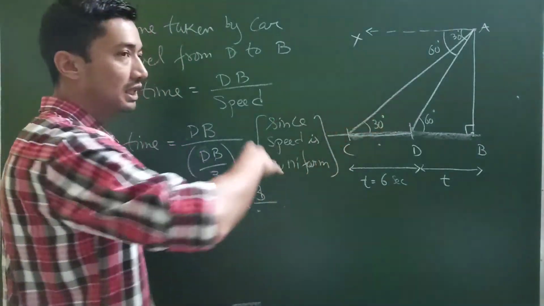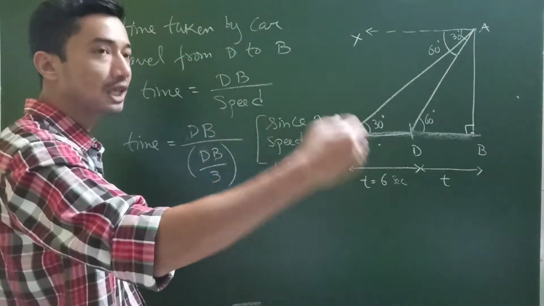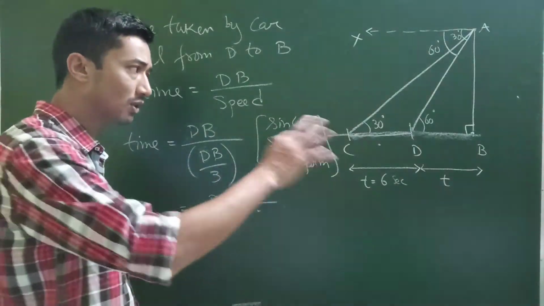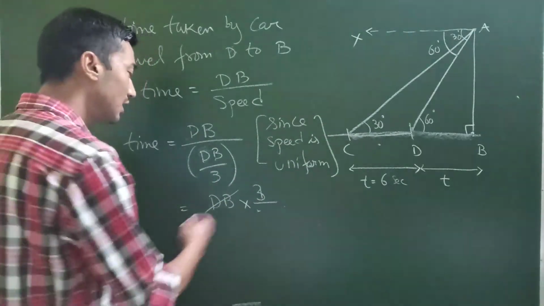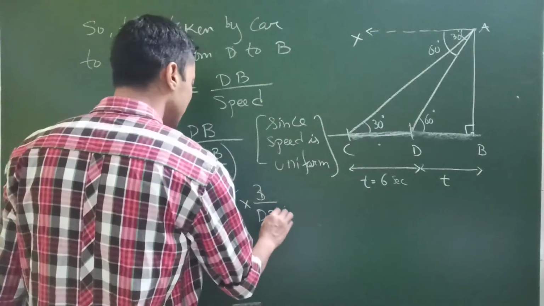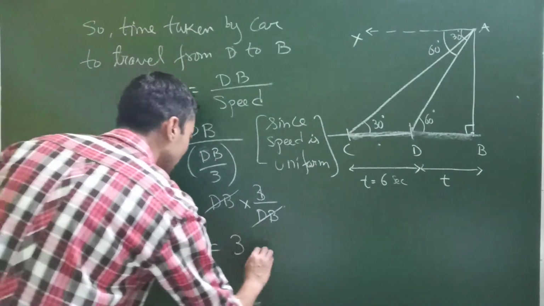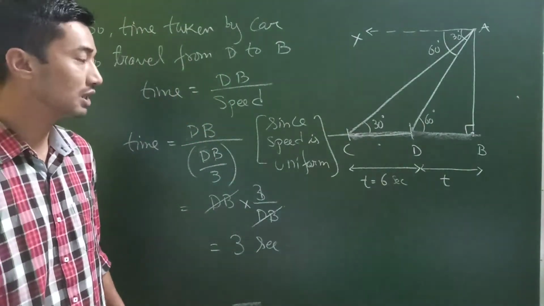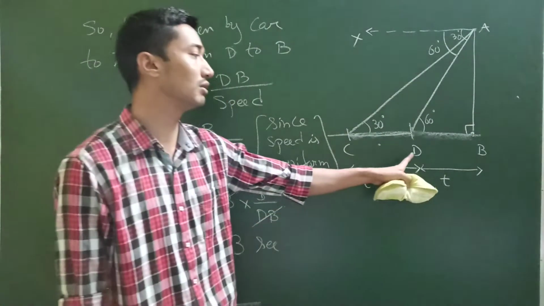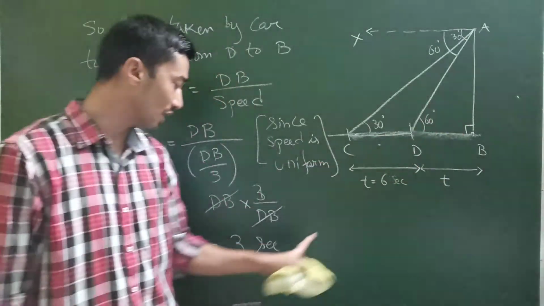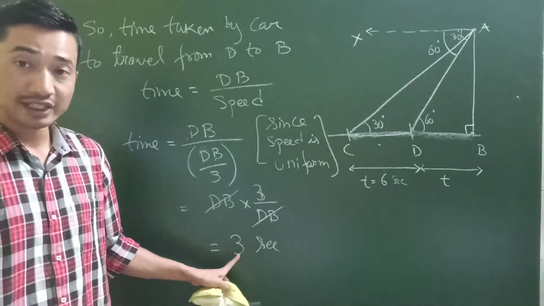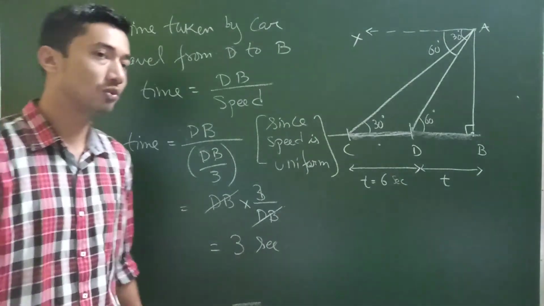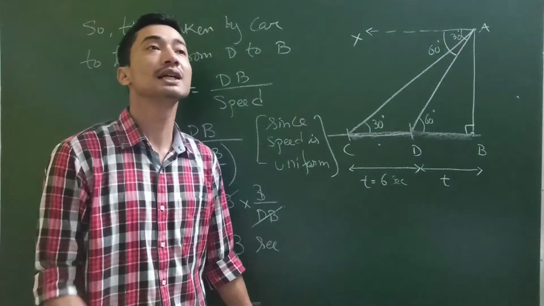dB also not a big problem there if you're confused, because dB or BD, the distance is same. From D to B, from B to D, the distance is same. Displacement is a whole new term, but we're not talking about displacement here. It's only the distance here. So dB we can cancel. So unit will be in terms of time, that's 3 seconds. That means the time taken by the car to travel from D to B is how much? 3 seconds.